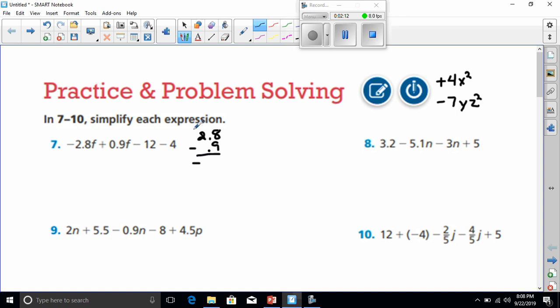Well, I'm going to have to borrow one from over here, which turns us to 18, which leaves me with 1.9. So that tells me I have negative 1.9f.